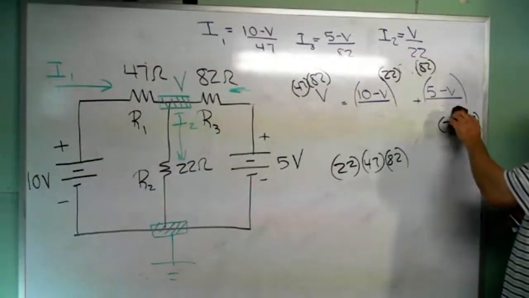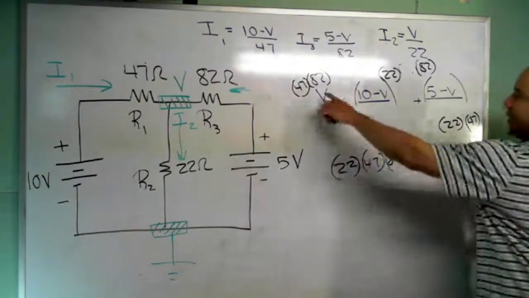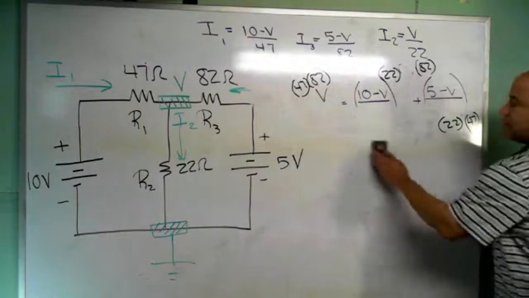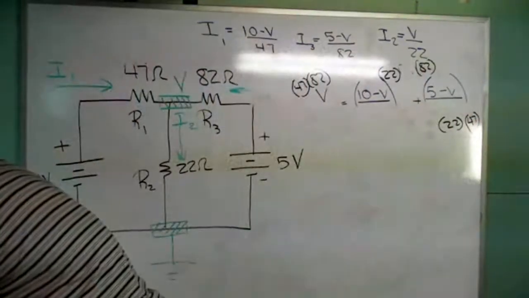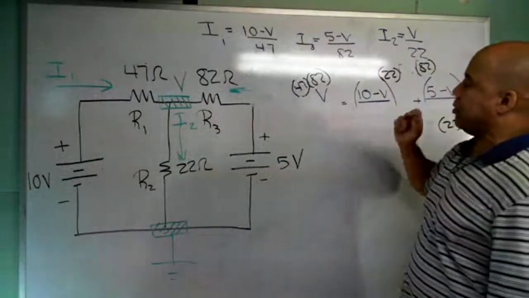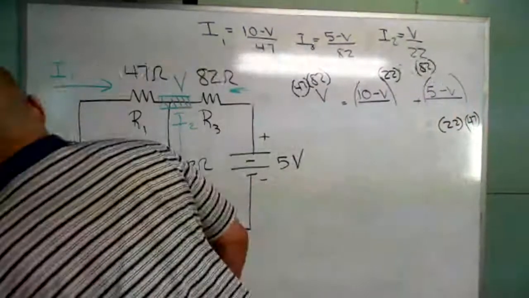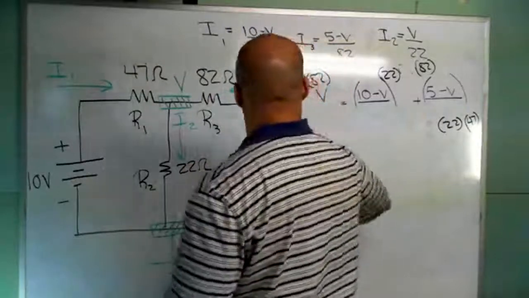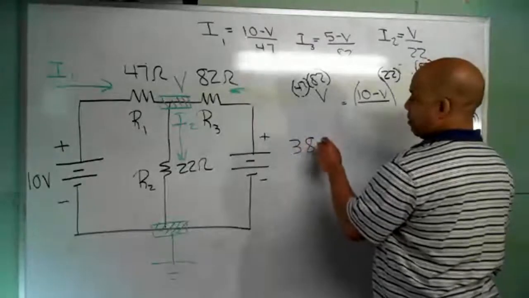So I cleared all the fractions just to make it a little easier. I don't know if that's easier for you or not. But now we got to deal with these products right here. So I don't have a calculator. You guys will have to help me with the math. So somebody take 47 times 82. Let me know what you got. 47 times 82. 3854.